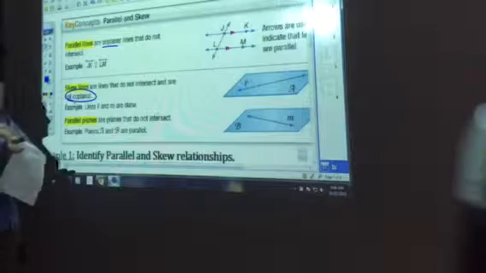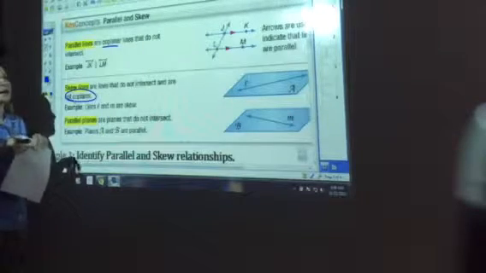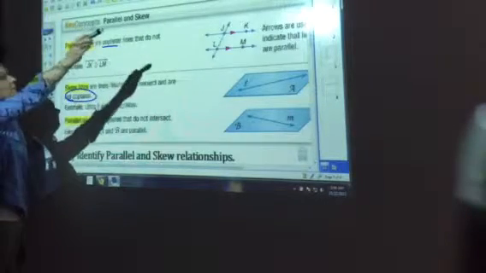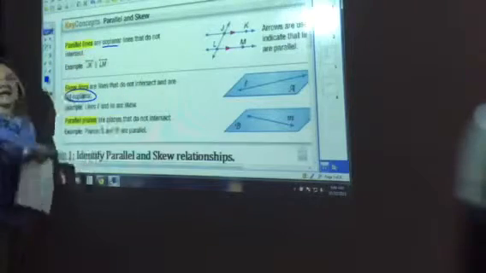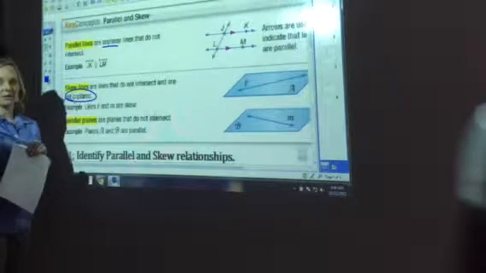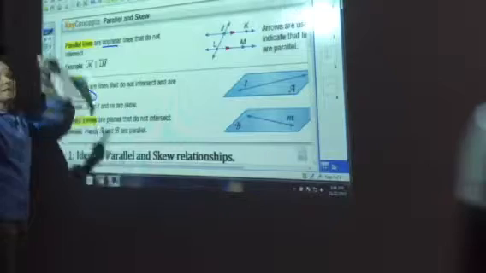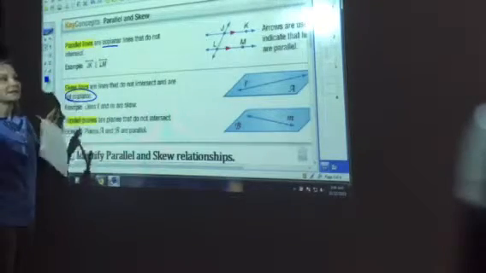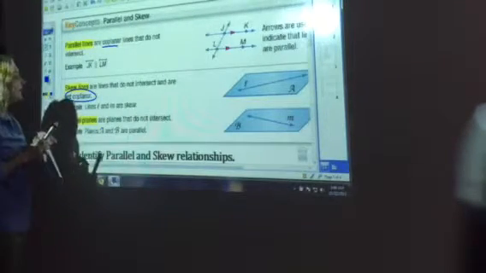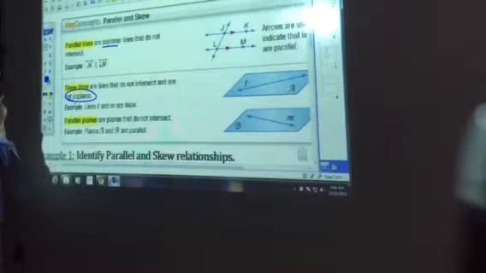My best example of skew lines would be something like the line at the top of the board of this room and the horizontal line over there connecting those two walls. They're never going to intersect, and they are completely on two different planes, okay? Parallel planes are planes that do not intersect, all right?